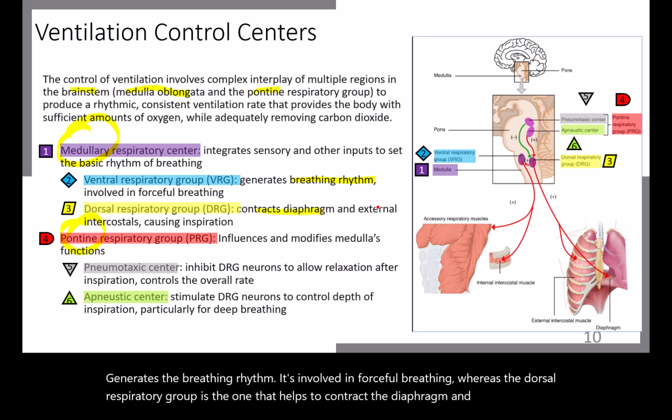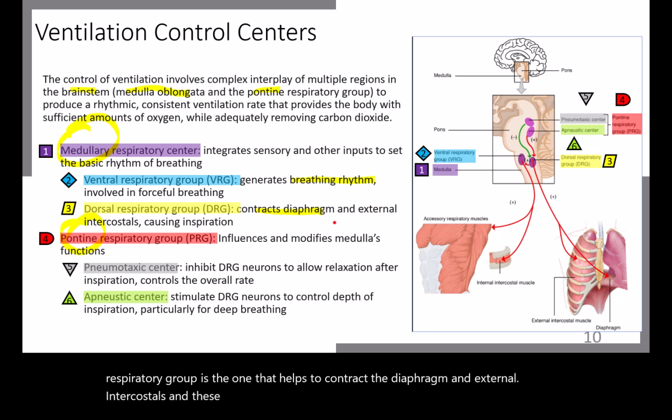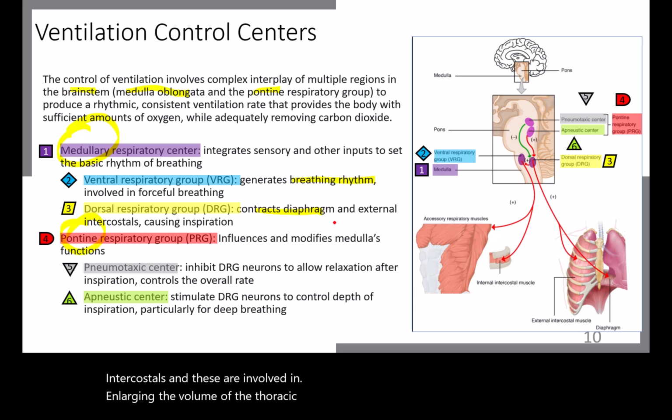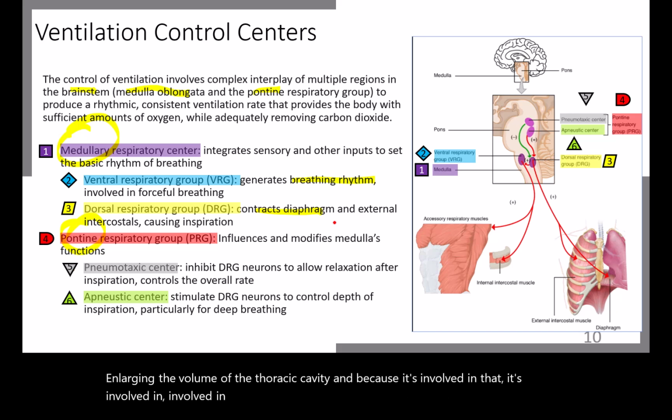whereas the dorsal respiratory group is the one that helps to contract the diaphragm and external intercostals, and these are involved in enlarging the volume of the thoracic cavity, and because it's involved in that, it's involved in dropping the pressure in the alveoli, and therefore involved in causing inspiration.